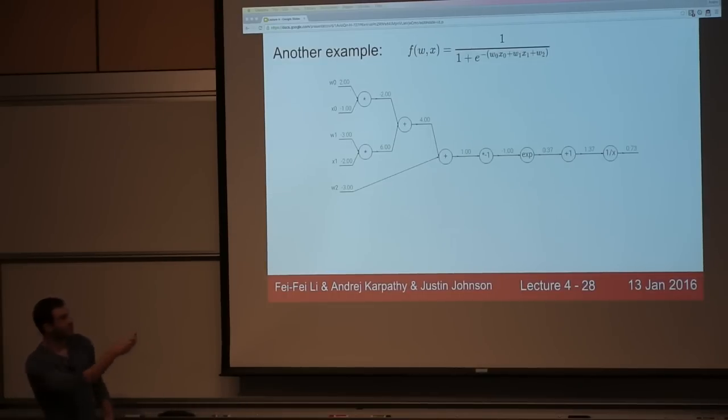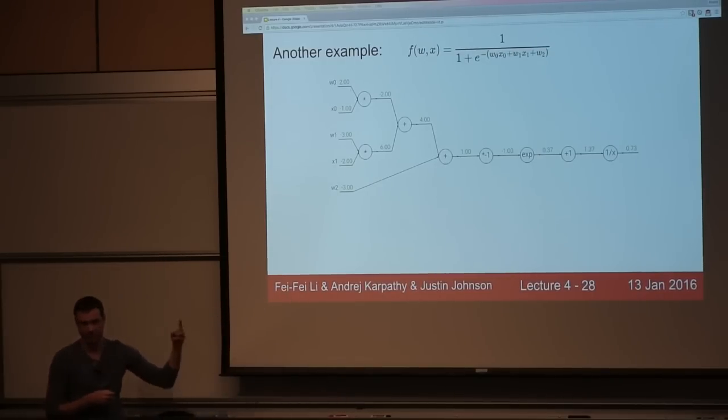What we're going to do now is backpropagate through this expression. We're going to compute what the influence of every single input value is on the output of this expression. What is the gradient here?